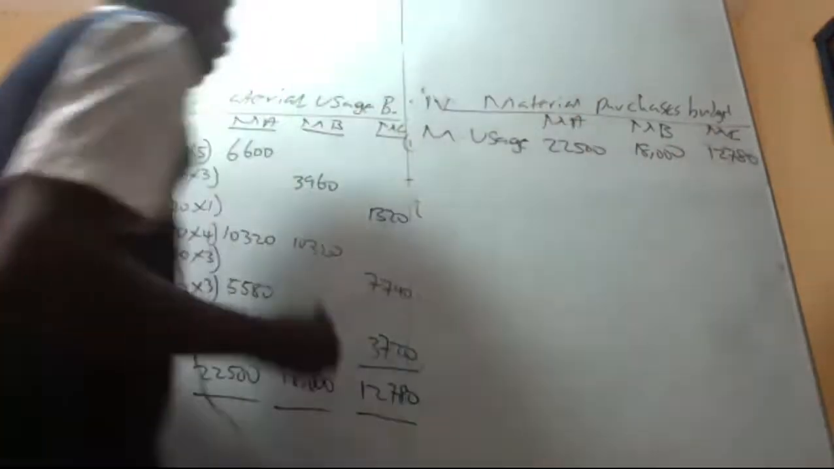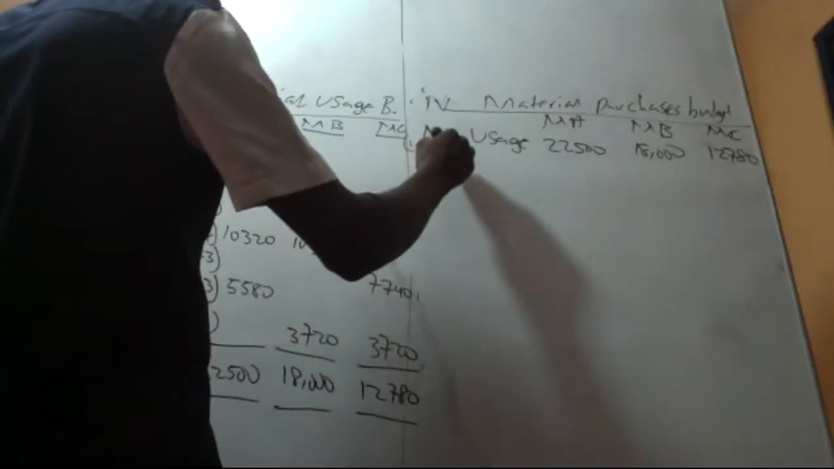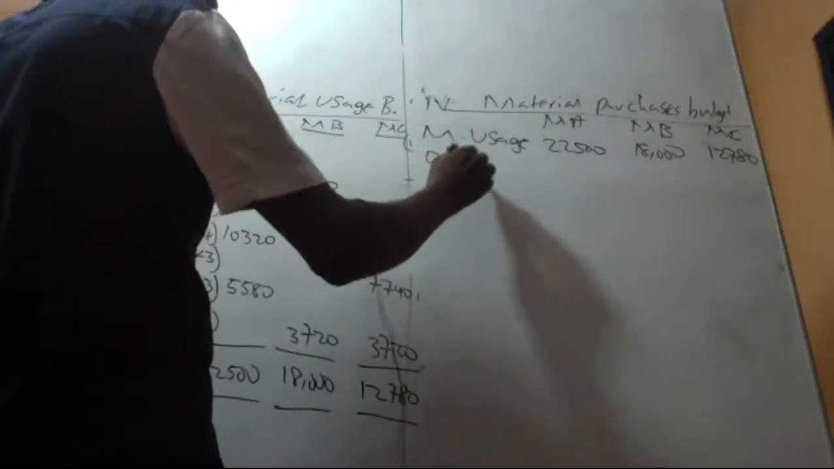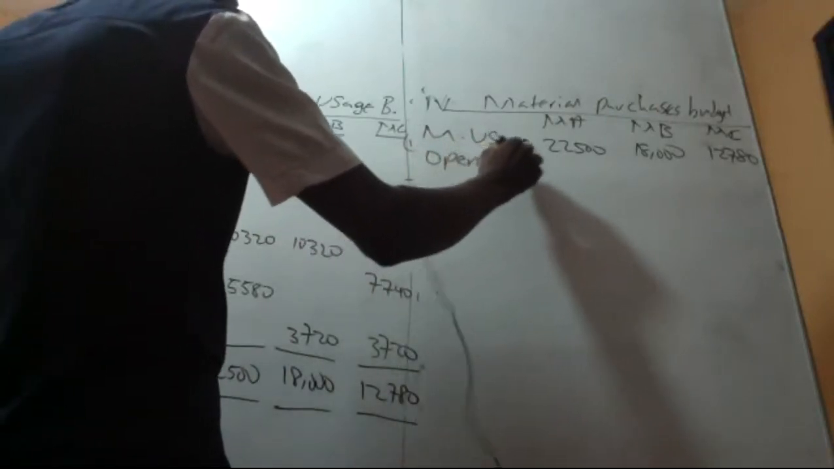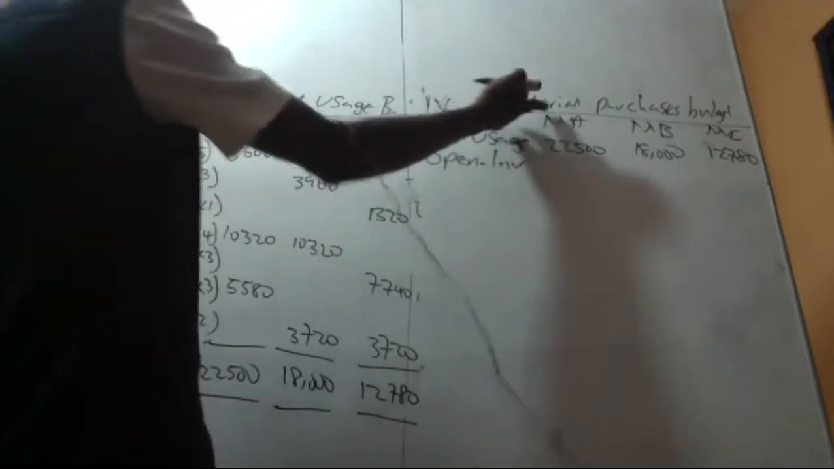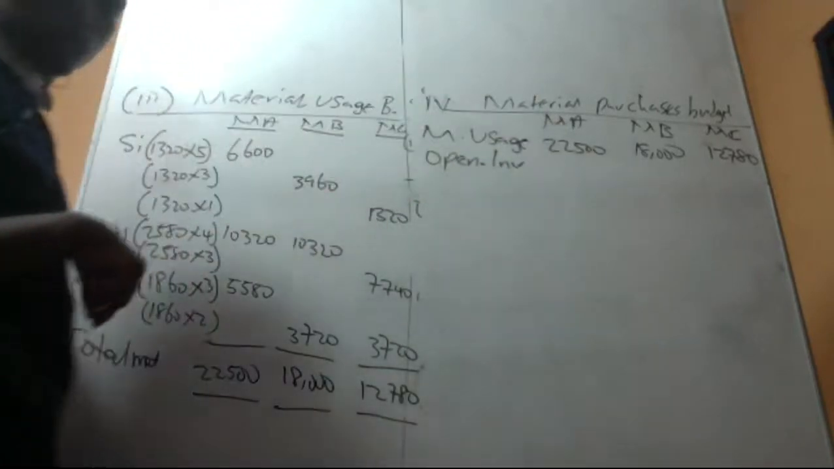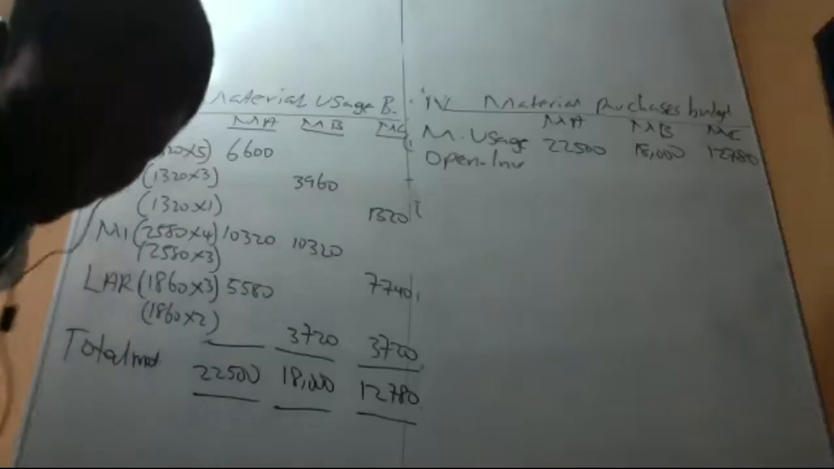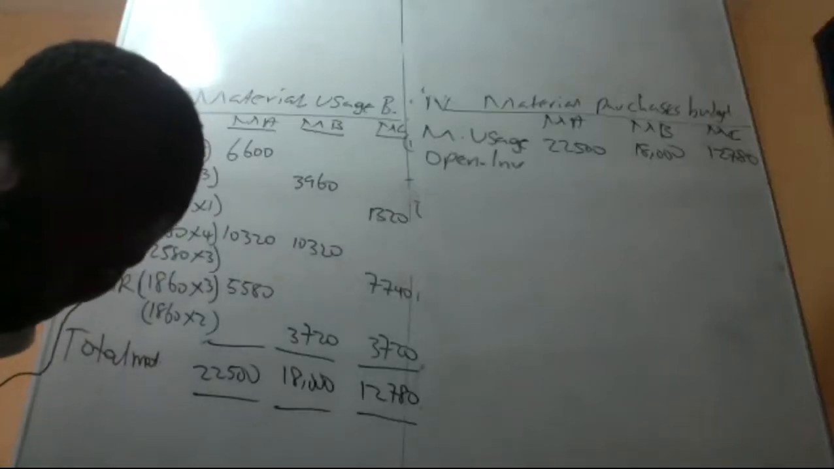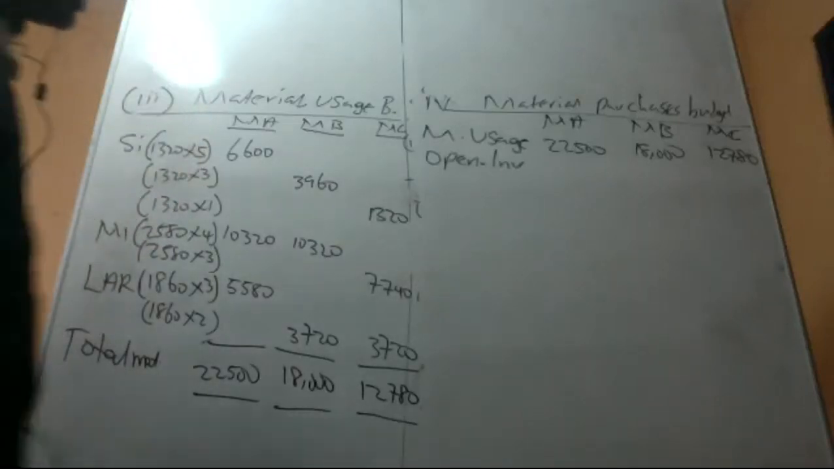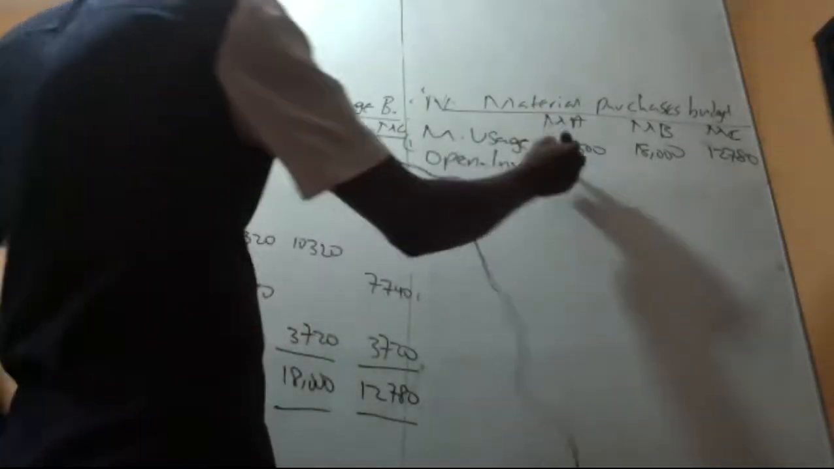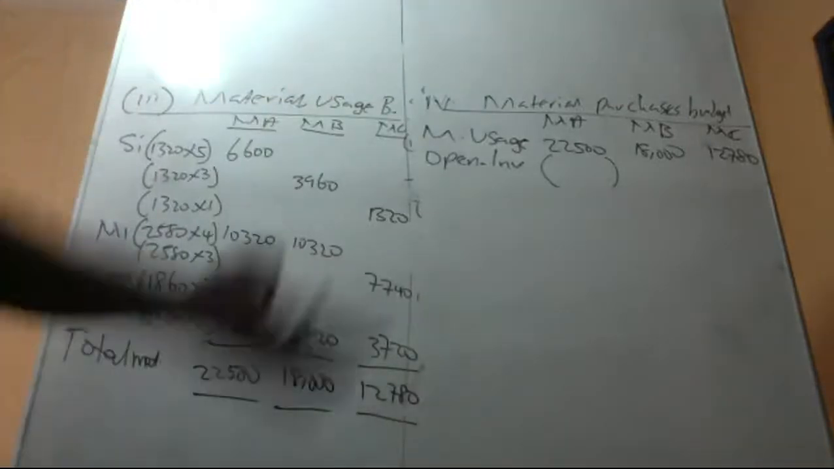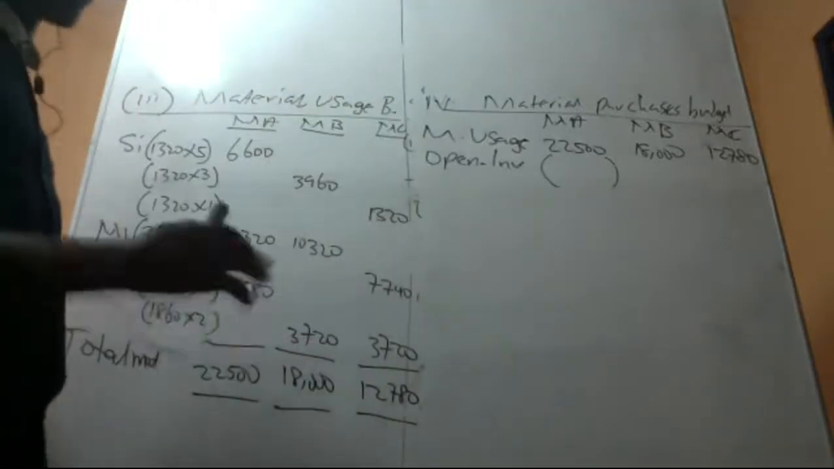12,780. Then I'll say, okay, let's take any open inventory. Open what? Inventory. Open inventory of material, not finished goods. So you have to go and pick what? Open inventory of what? Material. Why are we lessening the open inventory? Because we will not buy it. It's there. We can just use it for our production.